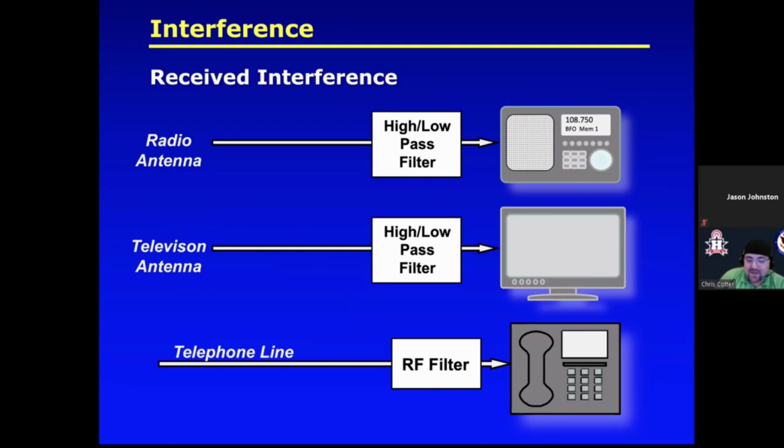A telephone line, you'll use an RF filter. An RF filter was very common in the days of DSL. You always had to have that RF filter in there because you would get that interference on your telephone line. So these are some of the different kinds of filters that you may encounter.